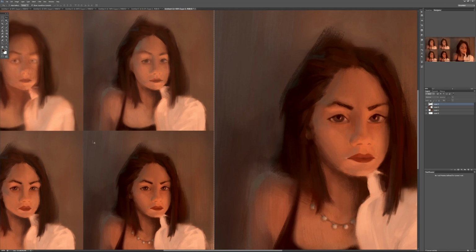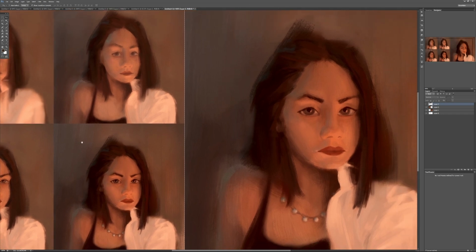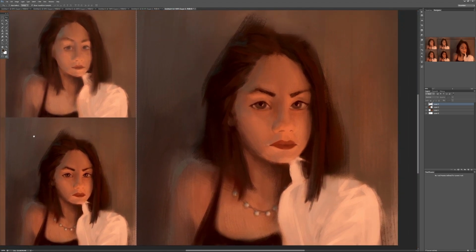Where do you feel like you had the most difficulty with it? Definitely the whole face, because I have basically no experience painting faces, and this was me bashing my head against the wall for many hours.